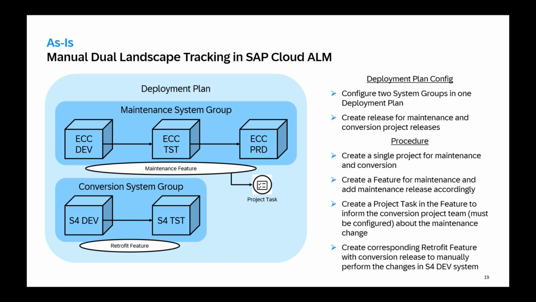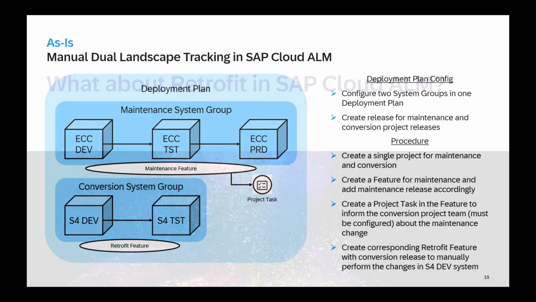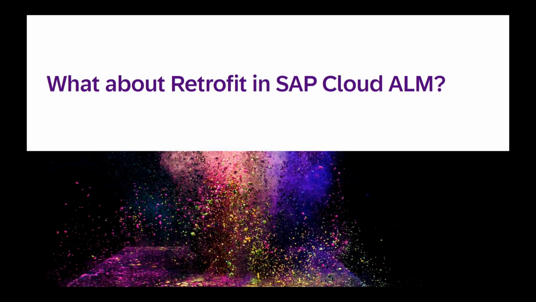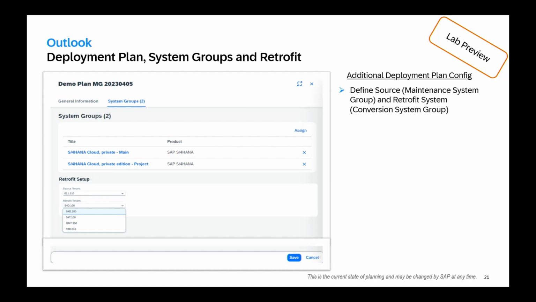That's where we are, and we know it's not perfect, but it's an option that you have with Cloud ALM. But of course, it's always the question: what about retrofit? Will we have this in Cloud ALM soon? We already have a lab preview. The idea is that in the deployment plan, if you have 2 system groups, maybe one for your maintenance and one for your conversion project, you could say, I would like to configure one source system in my maintenance system group, and I will also configure a retrofit system in the conversion system group.